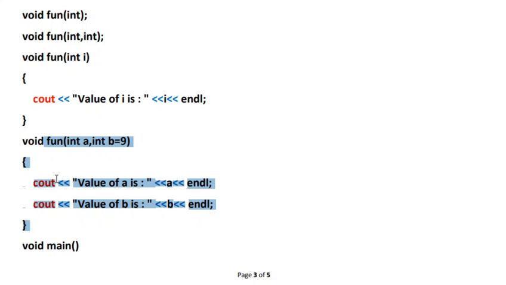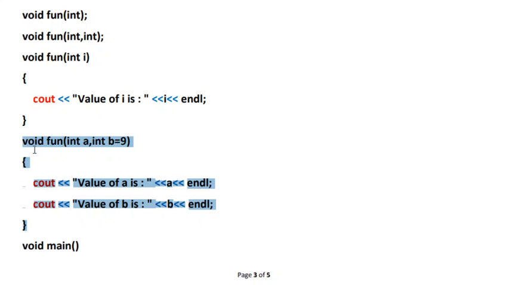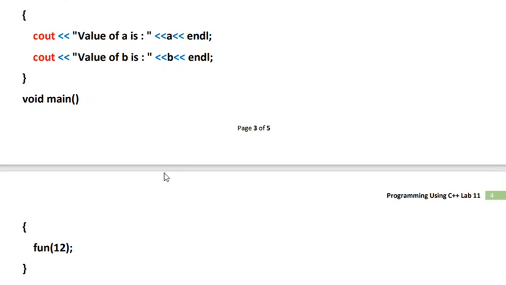So there will be an ambiguity, or the compiler will not run the program because it may be difficult for the compiler to select the appropriate function. So what I can do is I can avoid either of these. Either I can avoid this, or I can avoid this. If I avoid the second one, then it will print the value of I, right? If I avoid the first one, then it will print the value of A as 12 and B as 9, taking the default value.